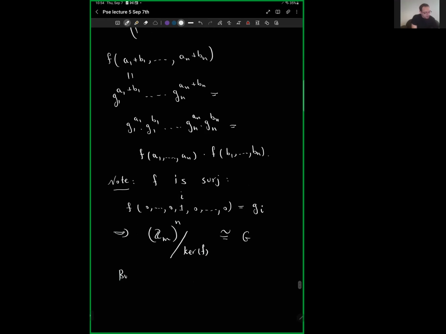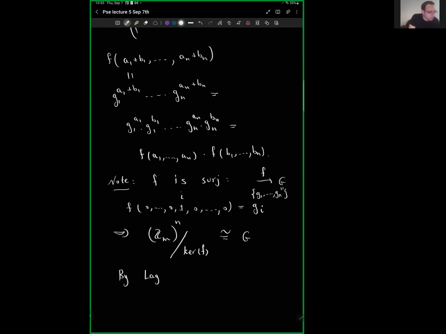By Lagrange. So, I don't see why it is surjective. Just because you have all of these zeros and the identity at the ith place and you get G of Gi, why does this imply that it's surjective? Well, remember, F is something that maps into G, and for G we took an enumeration G1 up to Gn. This is a full enumeration of G.